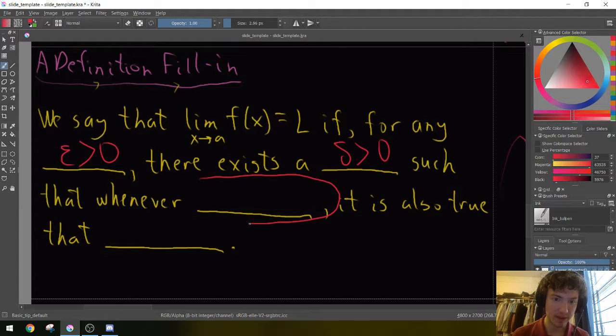This is the blank that's about our input tolerance, right? So what inequality do we write to express the input tolerance? Well, it should be an inequality involving x, right? This is the inequality that tells us x is within a distance delta of a, but not equal to a. So how do I write that mathematically?